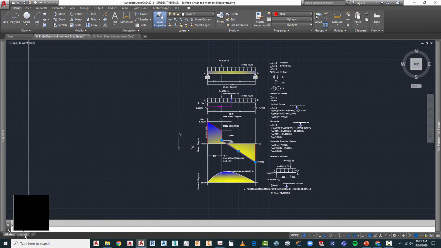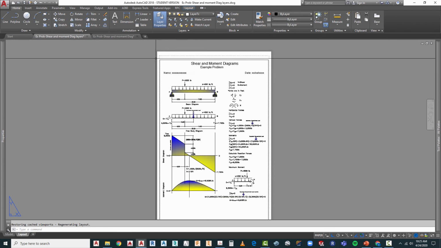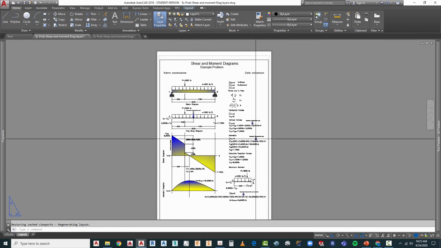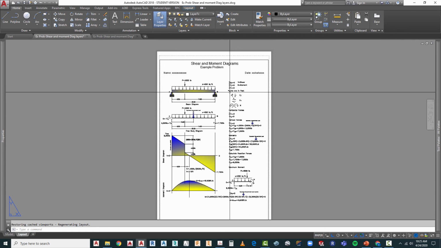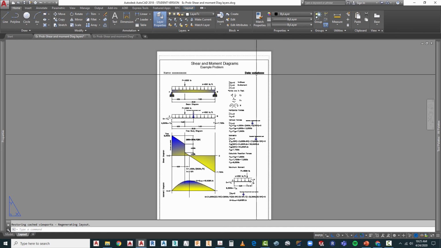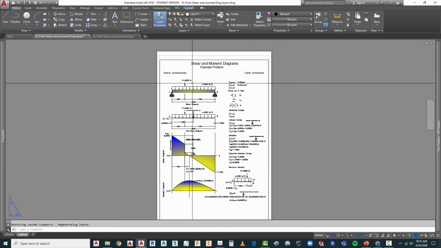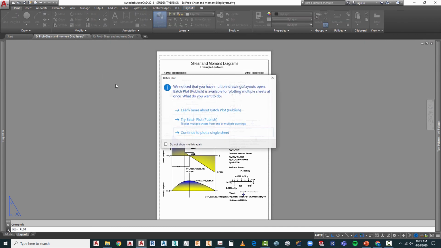Now we're going to go from our model space to our layout space, and this should look very much like this, except for obviously it'll be a different equation. Your shear diagram and moment diagrams will be different, but they should be located on the left, and all the calculations should be located on the right. Put your name at the top and the date that you've put onto it, or when you completed it, and then all you need to do at this point, you are in paper space now, is you need to go ahead and go to print.